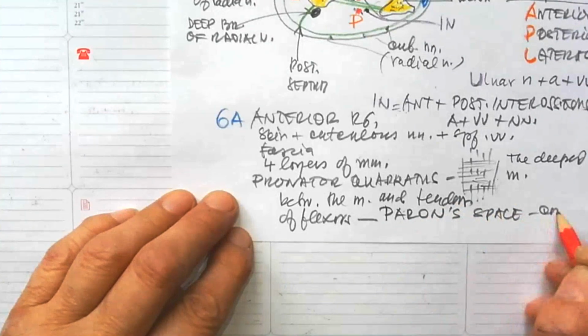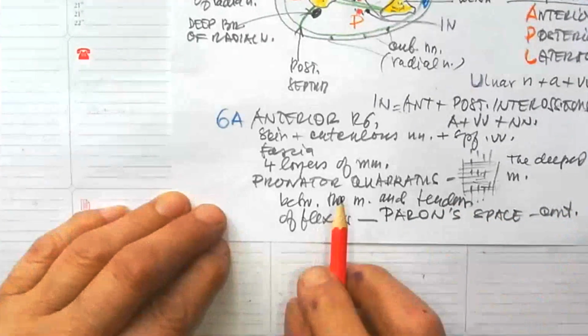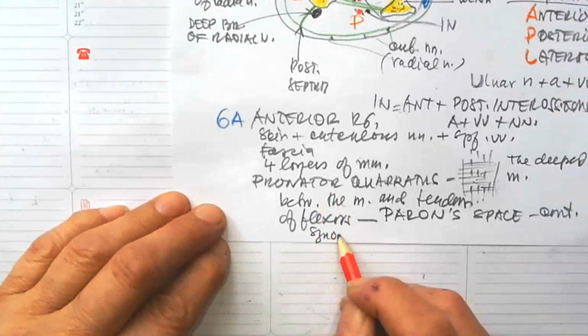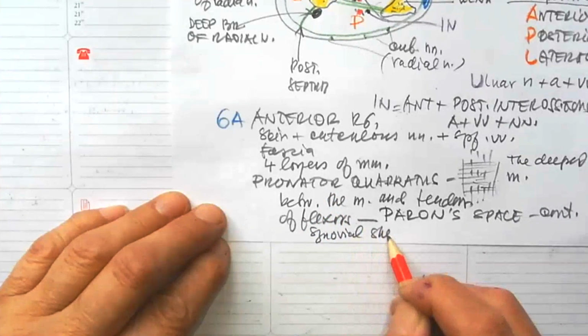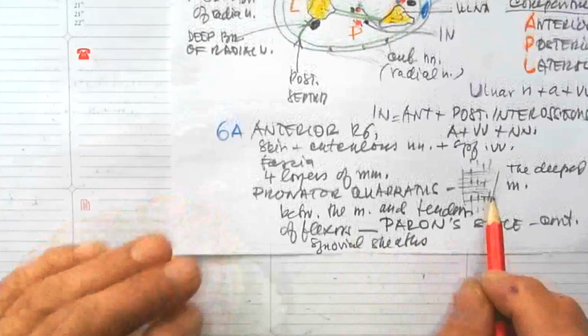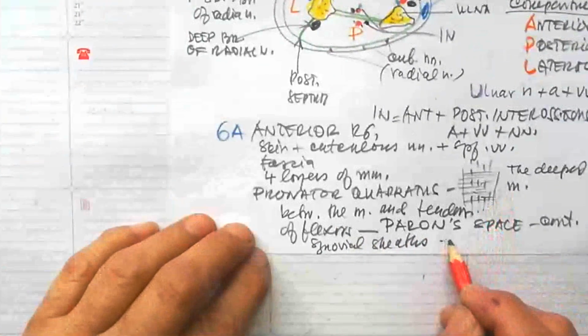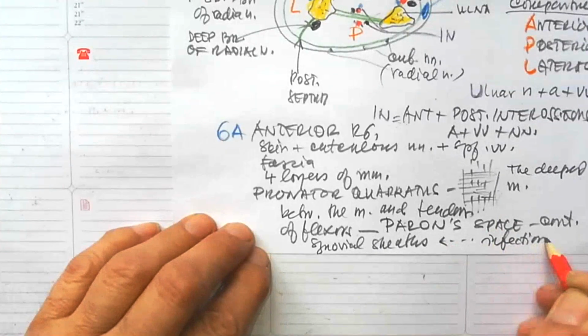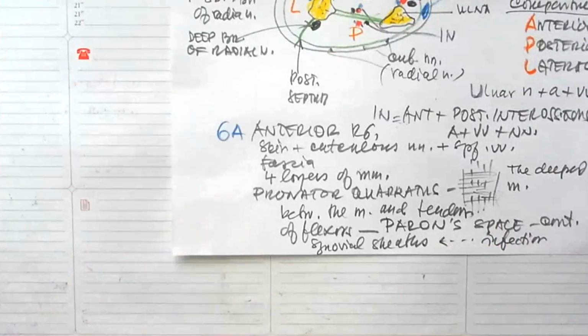which contains the synovial sheath of the tendons, and this could be affected by infection. So if infection spreads out, then usually in the Parona's space.